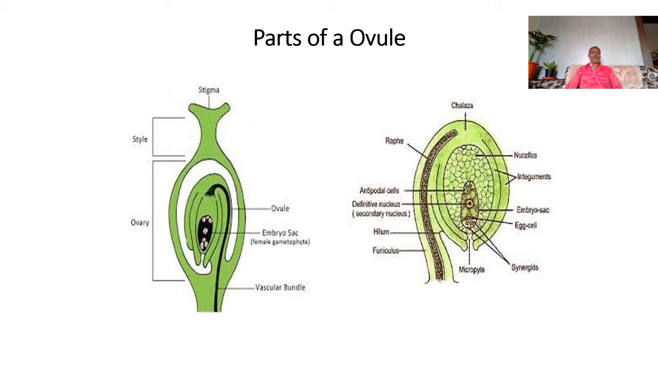Unitegmic ovules are more advanced when compared to the bitegmic ovules. Unitegmic ovules are seen in sympetalae, whereas bitegmic ovules are seen in polypetalae.